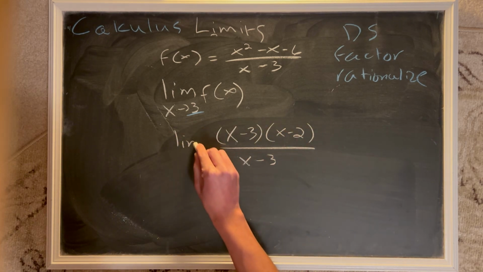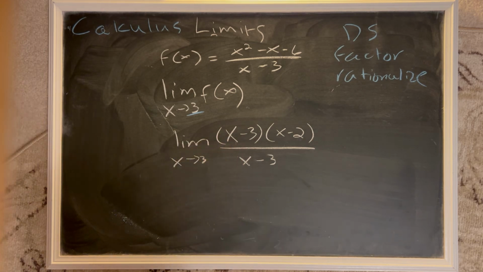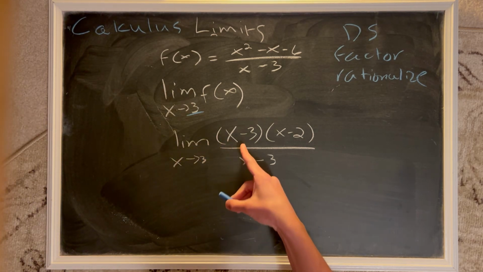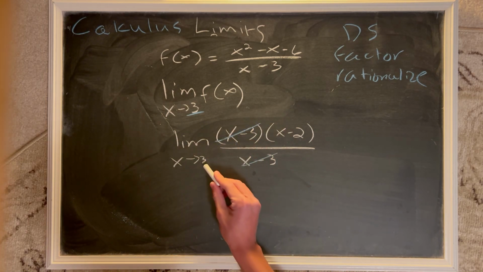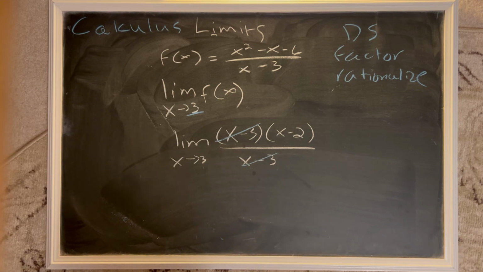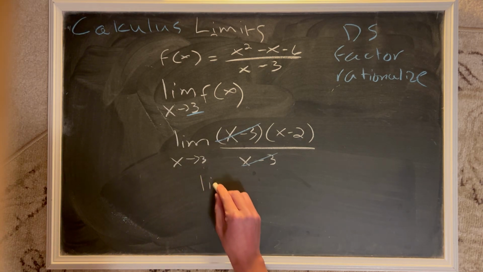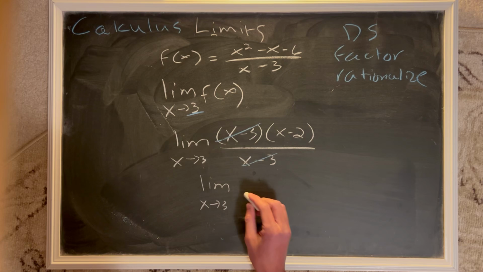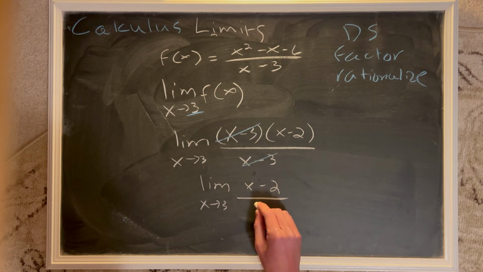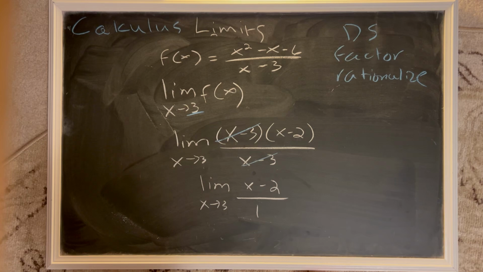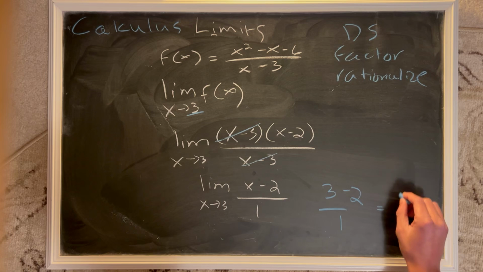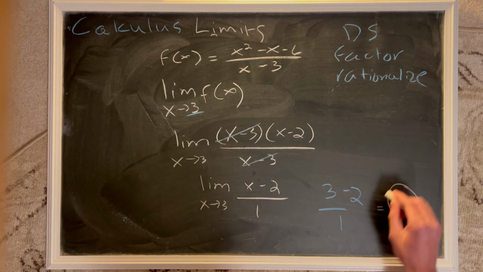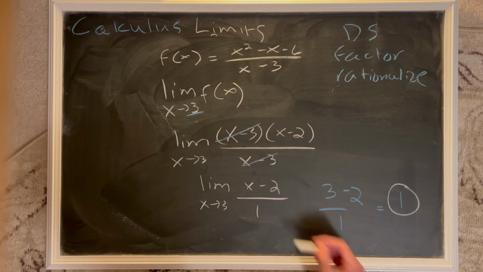And remember, this is still the limit as x approaches 3. So now we see this repeated factor x minus 3, which we can cross out. And if we pay attention here, this 3, when plugged into that factor, makes it a 0. So that's kind of the culprit of making it a 0 over 0. So now we just have the limit as x approaches 3 of x minus 2 over 1. And then we can revert back to direct substitution, giving us 3 minus 2 over 1, which is just 1. So the limit as x approaches 3 of f of x here is just 1.